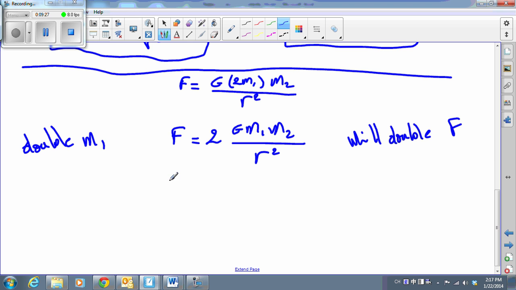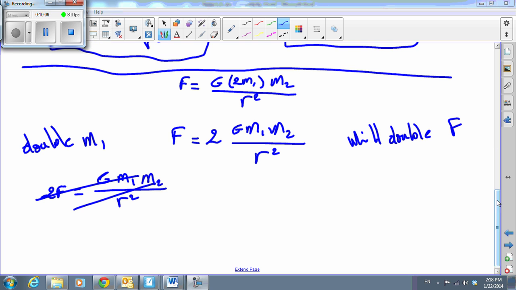Now, what if instead of that, we double F instead? So let's say I double F. If I double F, it means I'm saying 2F. By doubling F, I say 2F is equal to G times M1 M2 over R squared. This one would be required to know what will happen to the mass. So that's not quite important. So I will just leave it like this.